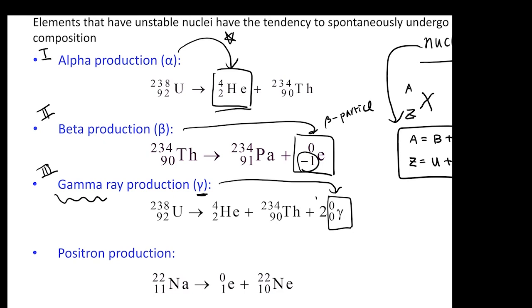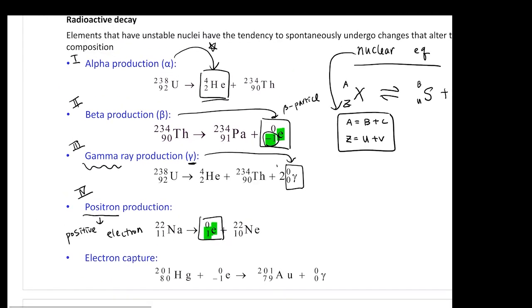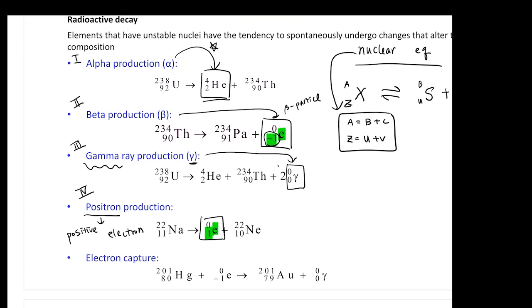And then the very last one is the so-called positron production. Positron is short for positive electron. So its symbol will be the same E as the electron, but the charge, instead of -1, becomes +1. The mass number is 0. So these are the 4 different decay particles that you are going to see in this chapter.